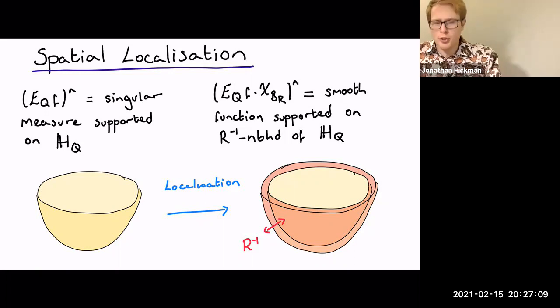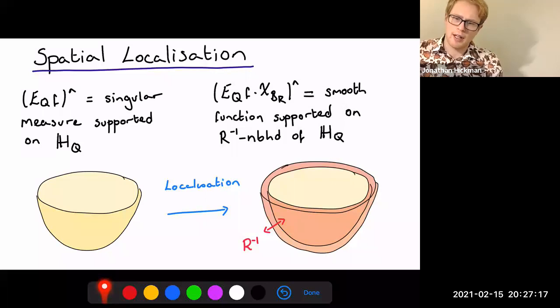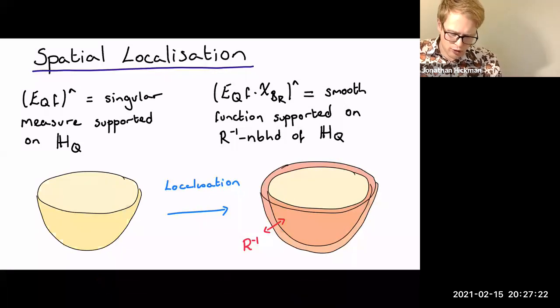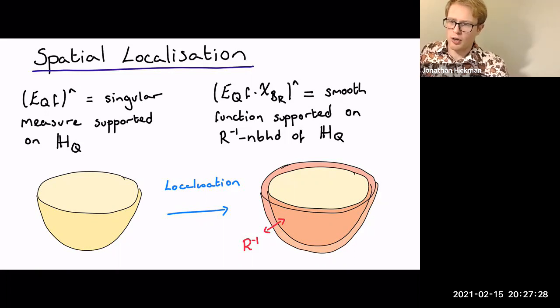So let's try to understand what that means in practice. Let's go back to our global operator. We have the extension operator EQF here on the left-hand side, and let's look at its Fourier transform. Let's see how it behaves in the frequency domain. Well, this Fourier transform is not terribly nice. It's a singular measure which is supported on our hypersurface. So this little ball is representing our hypersurface HQ in this instance.